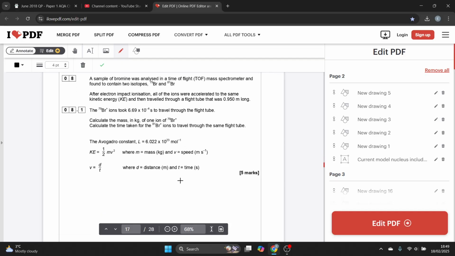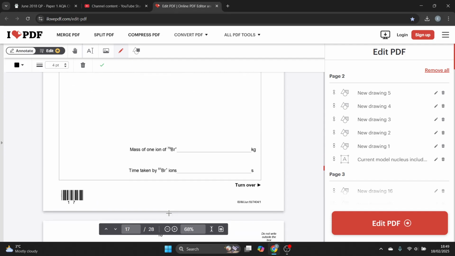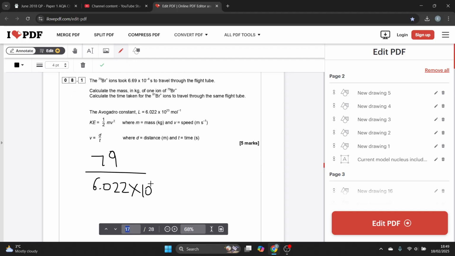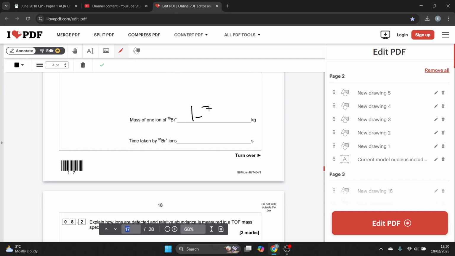Question 8.1, calculate the mass in kilograms of one 79Br plus ion. Okay, so what I'm going to have to do is 79 divided by Avogadro's constant, and then whatever I get in the calculator, divide by 1,000. Don't do it all in one go, just do it step by step. 79 divided by 6.022 times 10 to the power 23, then divide by 1,000, and I get 1.31 times 10 to the power minus 25 kg.